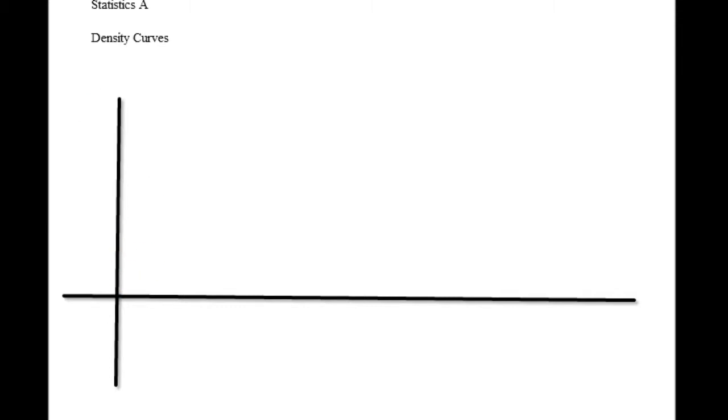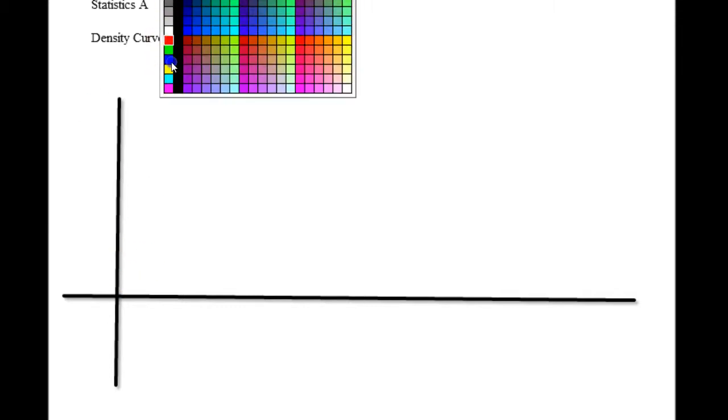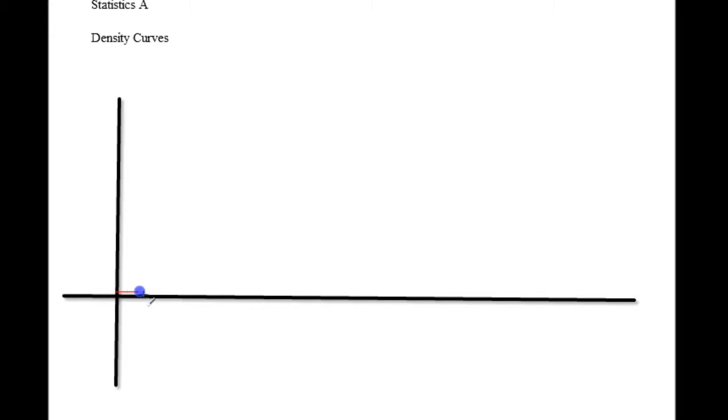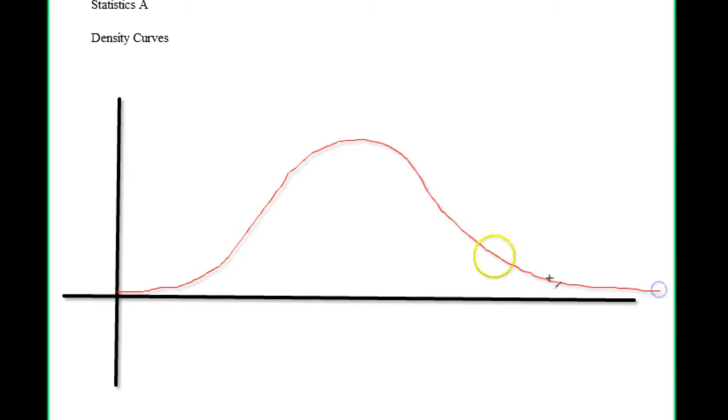This is going to be a little bit rough. Let's go a different color. There we go. We're going to start out here. Something looks like this. And voila. Okay, now the area under a density curve is usually always going to be equal to 1. It's just going to be something set up like this.